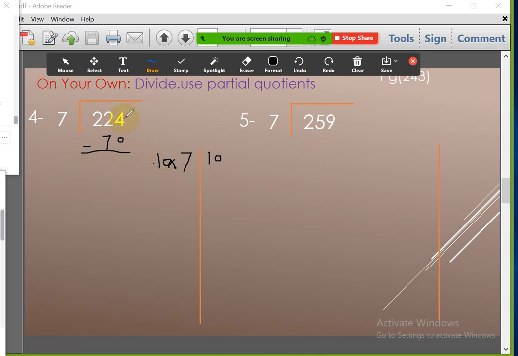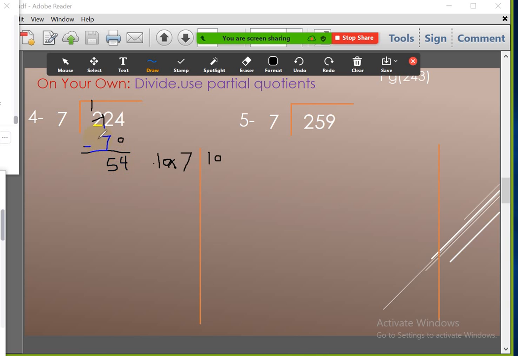Subtract with me, please. 4 minus 0 equals 4. Okay, 2 minus 7 equals what? We cannot subtract. We need to take from the other 2. Very good. Then the 2 will be 12. So I have to borrow 1 from the 2, and put it next to the 2, it will be 12. Now 12 minus 7 equals what? 5.